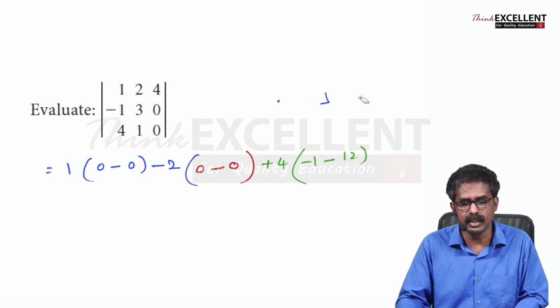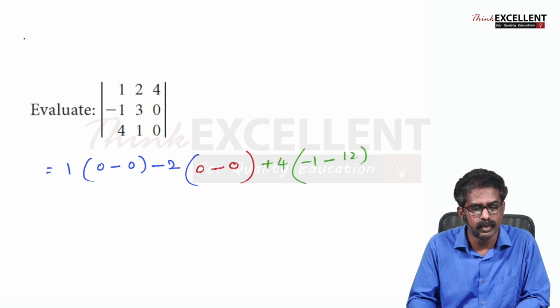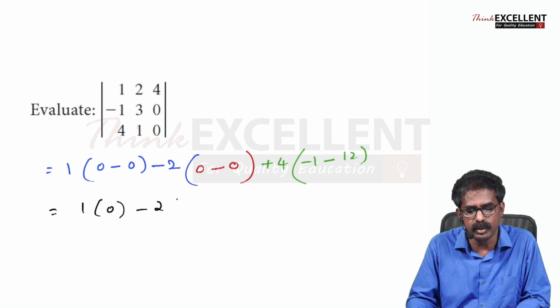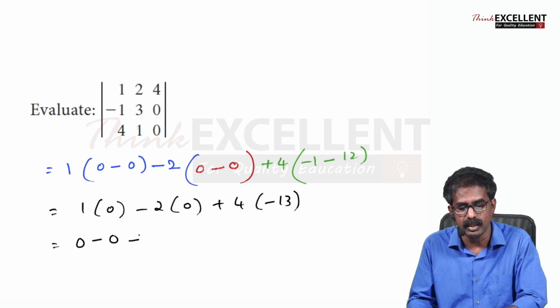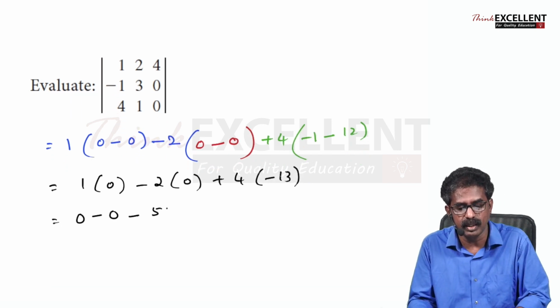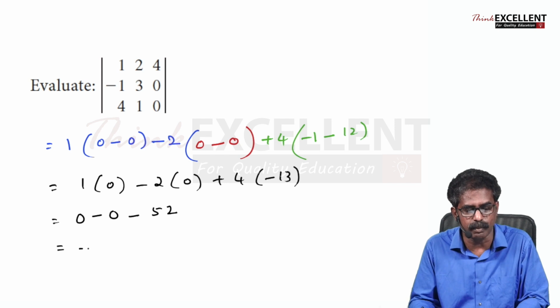Okay. So now listen how to simplify this. 1 into 0 minus 0 is 0. Minus 2 into 0 minus 0 is 0. Plus 4 into minus 1 minus 12. It is what? Minus 13. So first term fully 0. Second term also 0. Last one plus into minus is minus. 13 into 4 is what? 52. So the final answer is minus 52.